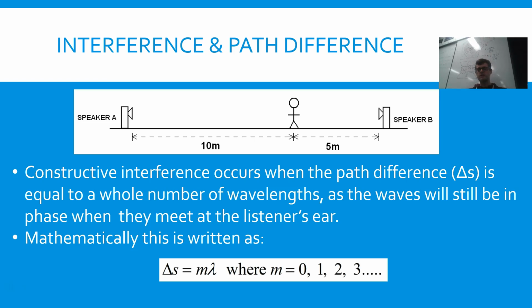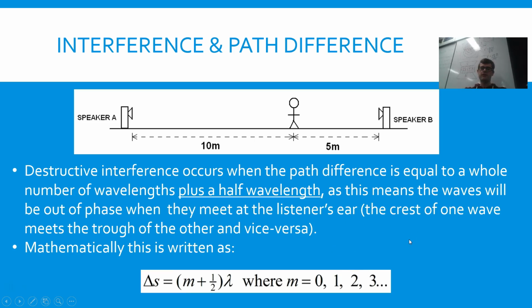But you could also have a case where m is equal to 1, 2, 3, 4, 5, 6, 7. You can keep doing that forever. But the important part here is that the path difference is equal to a whole number of wavelengths. And you can see from that there's a number of different wavelengths that will produce constructive interference. It's not just one.